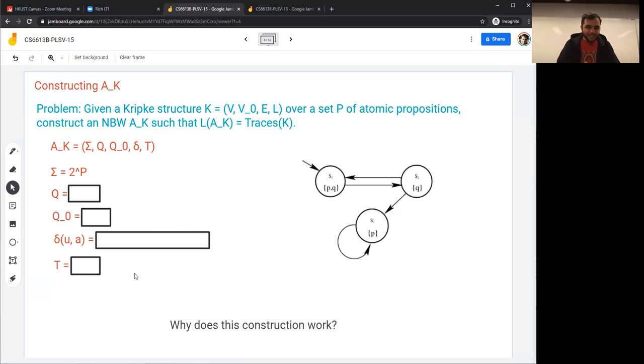Now, actually, the construction is super easy. What we do is that we just take the states of our Kripke structure as the states of our automaton. And we also take the initial states of our Kripke structure as the initial states of our automaton. The only difference is that whenever I have an edge going out of a vertex, so let's say I have this edge going out of S1, in my automata, the edges are going to be labeled, right? But in my Kripke structure, the vertices were labeled. So I just give the label of every vertex to all of the edges that go out of that vertex.